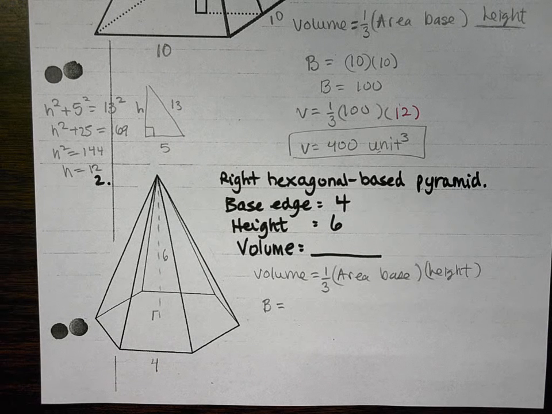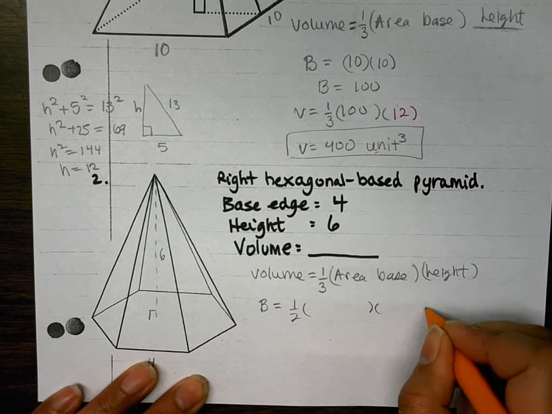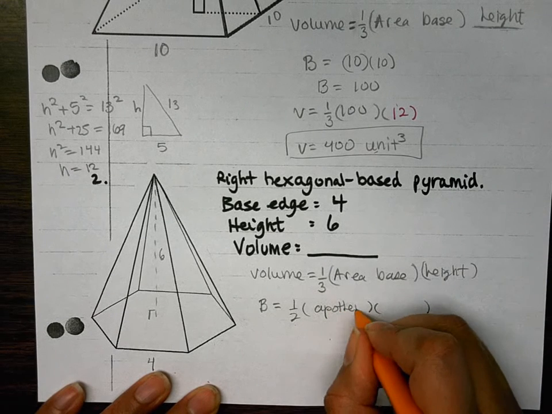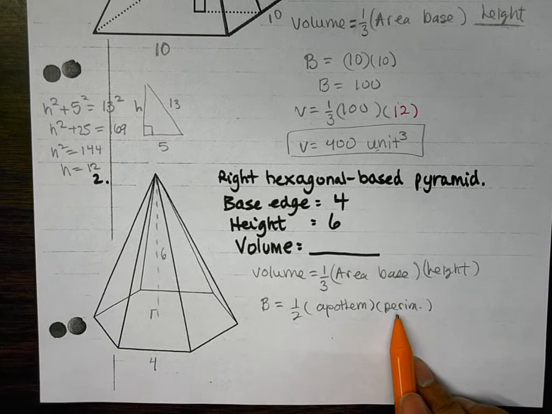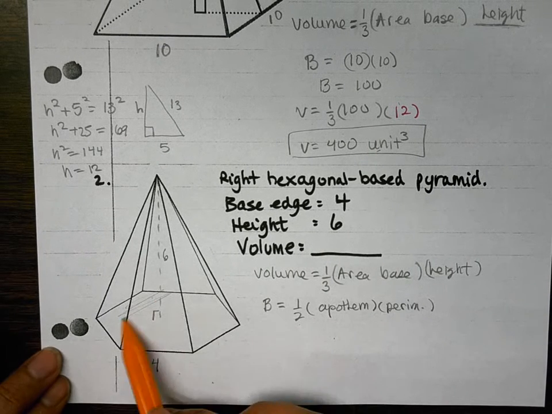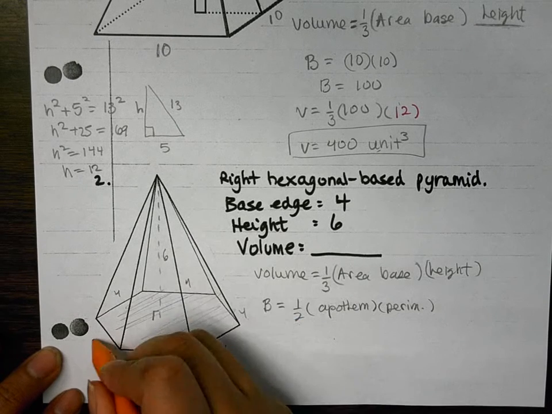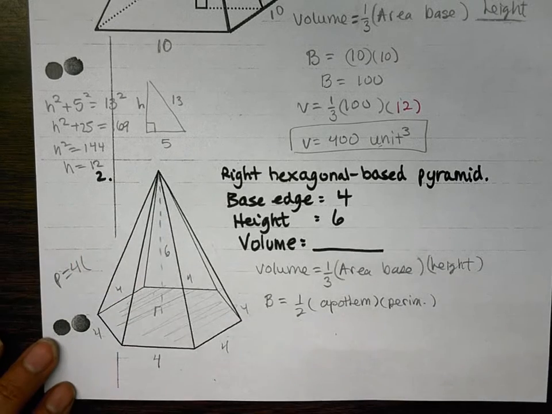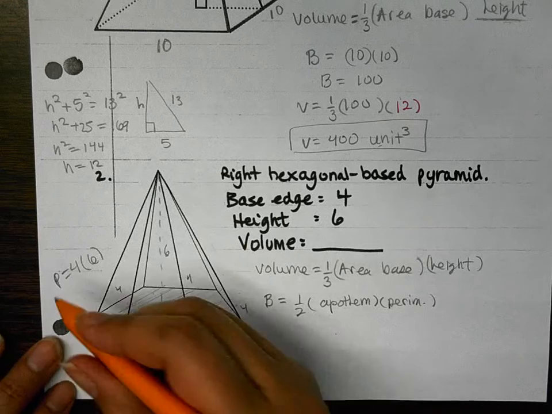What's the formula for the area of a hexagon? I'll start you off. 1/2 word and word. It's not base and height. Apothem and perimeter. Perimeter is easy to find. Before I go further, do you guys see that it has a hexagonal base here? Yes. And if all these sides are 4, how do I find the perimeter? 4 times 4 times what? 6. Why 6? Not because the height is 6, because there are 6 sides. So what's the perimeter?